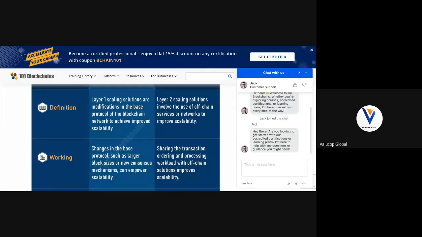Now, there's another terminology that you need to know in the crypto space, the Web3 space. It is called the consensus mechanism. I'm going to quickly show us the consensus mechanism.